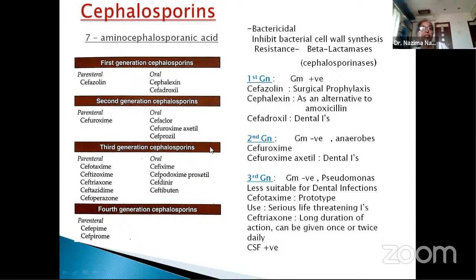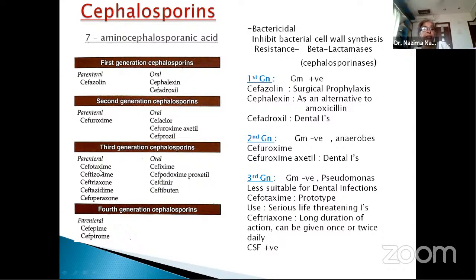Coming to the second generation cephalosporins, they are more effective on the gram-negative organisms and also on the anaerobic organisms. That is the spectrum of the second generation cephalosporins. Cefuroxime is given parenterally, whereas cefuroxime axetil is an oral drug, which is preferred in dental infections. These are the uses of the second generation drugs.